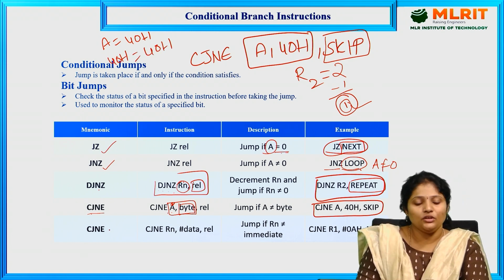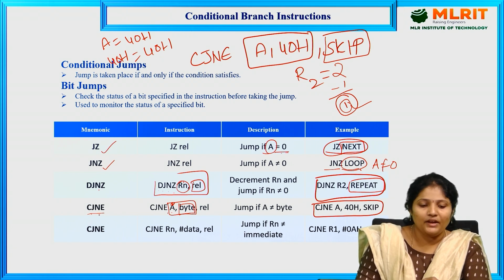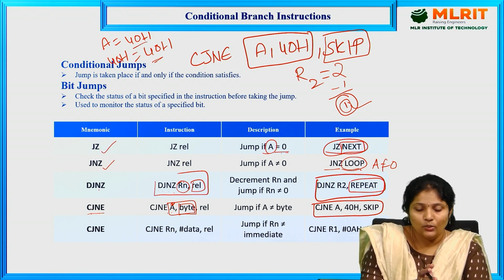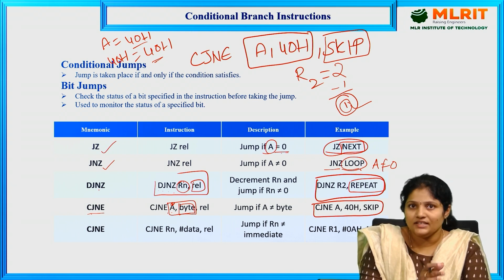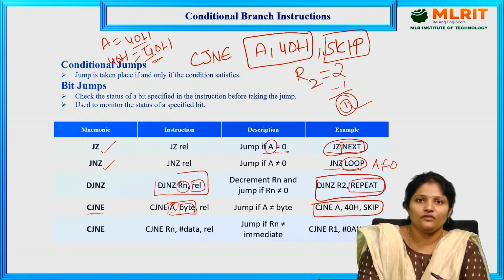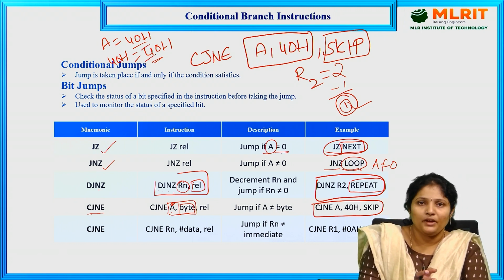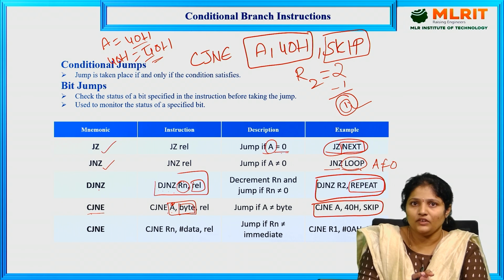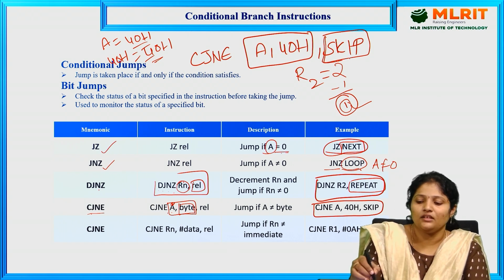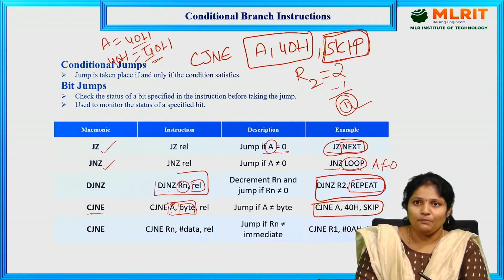Now what will it do? The compare operation will be performed. Both are equal, so the condition doesn't satisfy, and the controller will move to the next instruction. If 40H has the data 50H, it will compare both: 40 will be compared with 50. Those two are not equal, so the condition is satisfied and the controller will move to the specified location. Here they have specified skip.